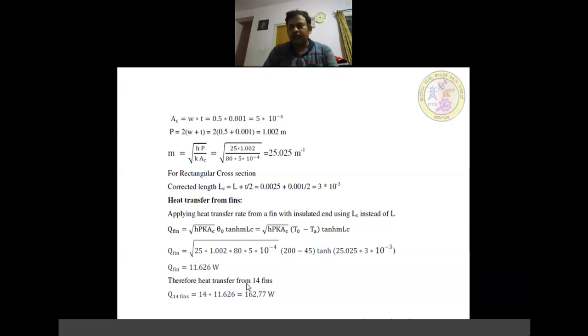And in the problem they have told there are 14 fins. Just multiply 14 into this, and you are going to get the total heat transfer for 14 fins. It will be 162.77 watts.